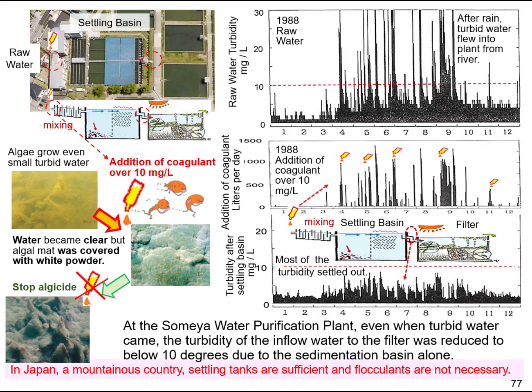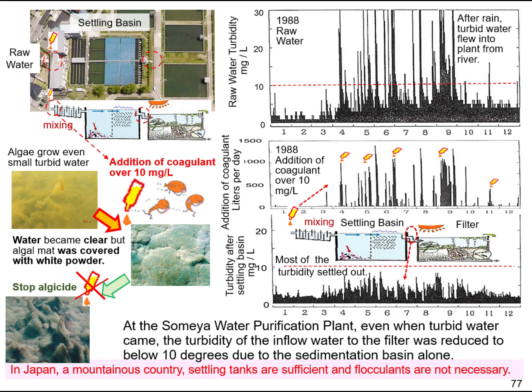In my city, the addition of algicide was stopped. However, coagulant is added to reduce the load of turbid matter. Algae grow even in slightly turbid water. When a small amount of turbid matter flowed to the plant, they added a small amount of coagulant to the raw water. The water became clear in the filter pond, but the algal mat was covered with white powder.